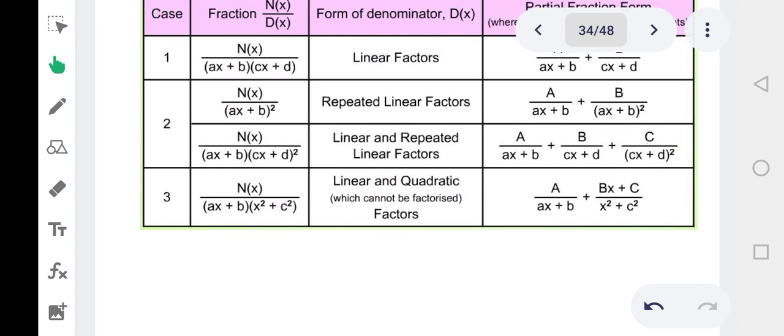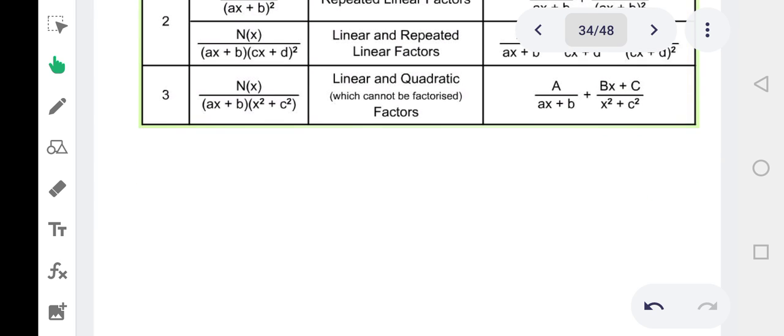The second case is where I've got repeated linear factors, where the factors of the denominator are just being repeated. So here I've got a coefficient times x, where x is a variable, over this factor squared. So ax plus b squared means ax plus b times ax plus b. That's what it means, okay?